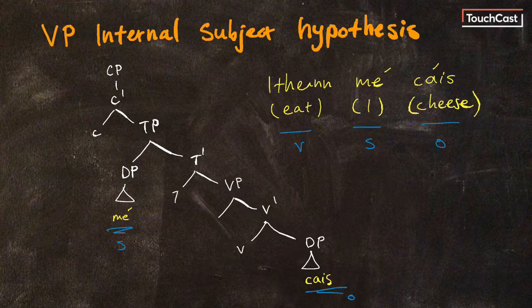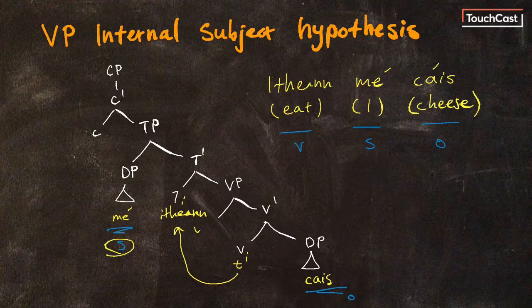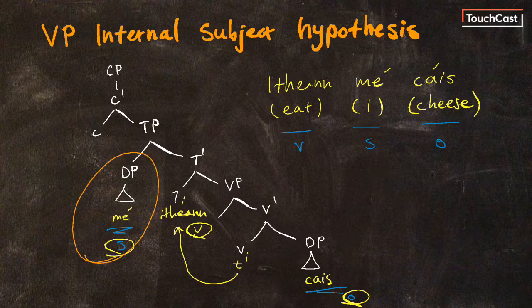We can see that V to T movement is not the solution to our question. If we move V to T, we can see that we still have SVO sentence order. So there must be something else going on to derive the correct sentence order. The solution that syntacticians provide us is that perhaps the subject itself does not appear under the TP, but actually within the verb phrase. Let's take a moment to redraw this tree.